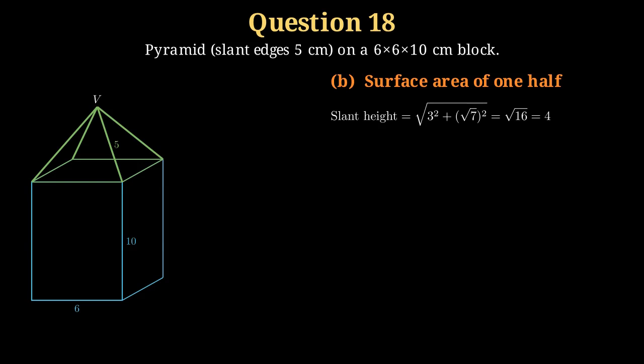Part B. The solid is cut through the vertical plane of symmetry, the diagonal plane through the apex. First, the slant height of a triangular face is the square root of √3 squared plus √7 squared, which is √16, equal to 4.